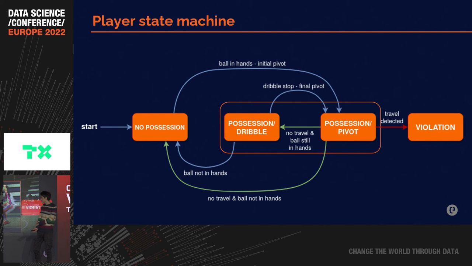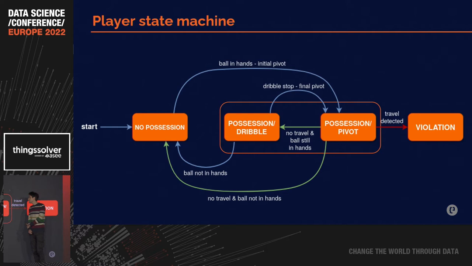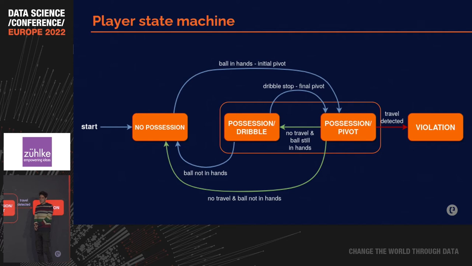After mentioning those two crucial things, this was the concept we introduced to be able to analyze and combine those two and to detect whether there was a pivot violation or not. We call it the player state machine, and I think the name really says it all. Basically, it is the system where you want to know at each and every moment what the player is doing. Is he dribbling? Is he pivoting or releasing the ball? Or does he not have the ball in his possession yet?